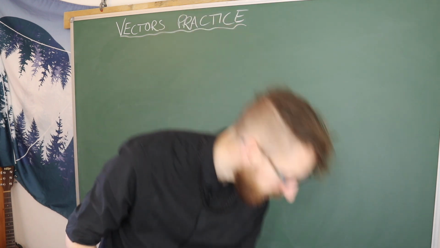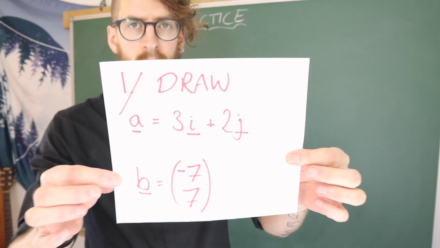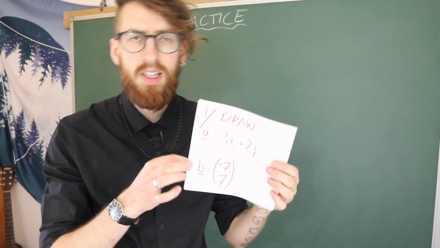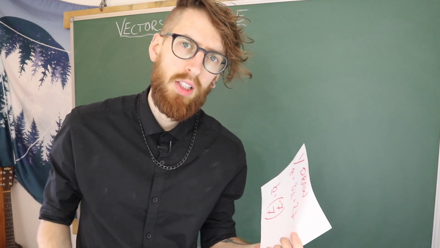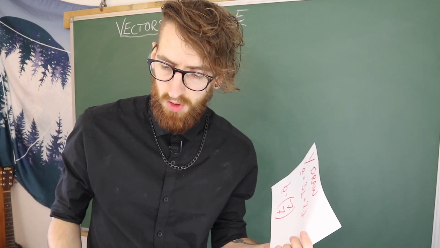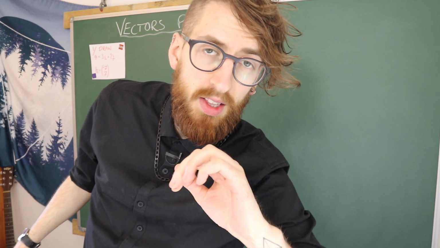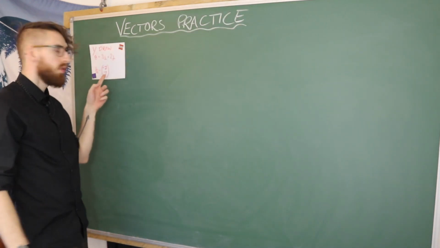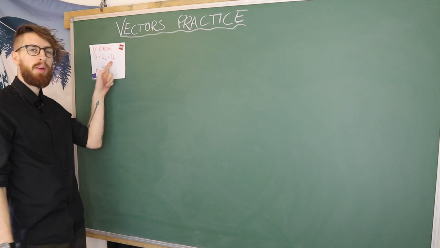So to get started, we'll have this nice simple question. Draw these two vectors. Now the video seems a little bit overexposed, but I'll just say what they are anyway, so you'll know. I'll get it stuck on the board. Okay then, this question is to draw two vectors. Our first vector is 3i plus 2j.